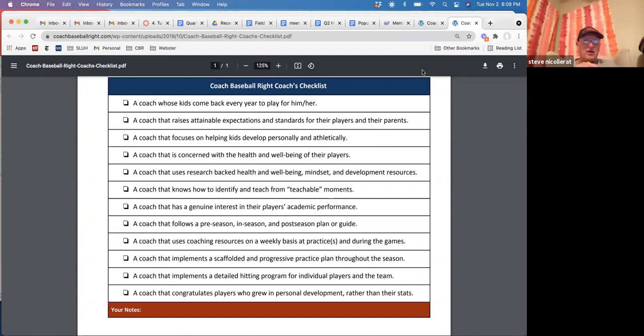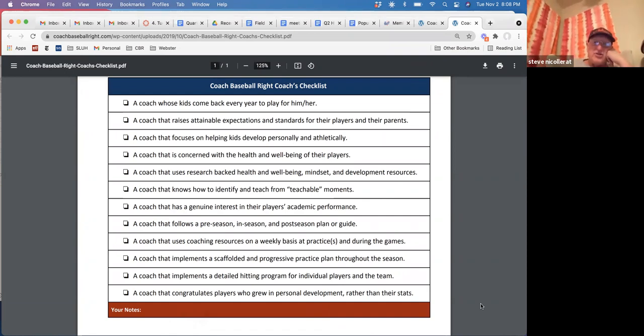The coach raises attainable expectations and standards for their players and parents. So if you don't have a very good team and you tell them that you need to win 80% of your games, it's not very attainable. If you're getting beat by 10 runs in the fourth inning, maybe what you want to do is win the half inning. Maybe you want to win the at bat. Maybe you want to win the play. You teach coaches to have expectations and standards that the players and parents can actually attain.